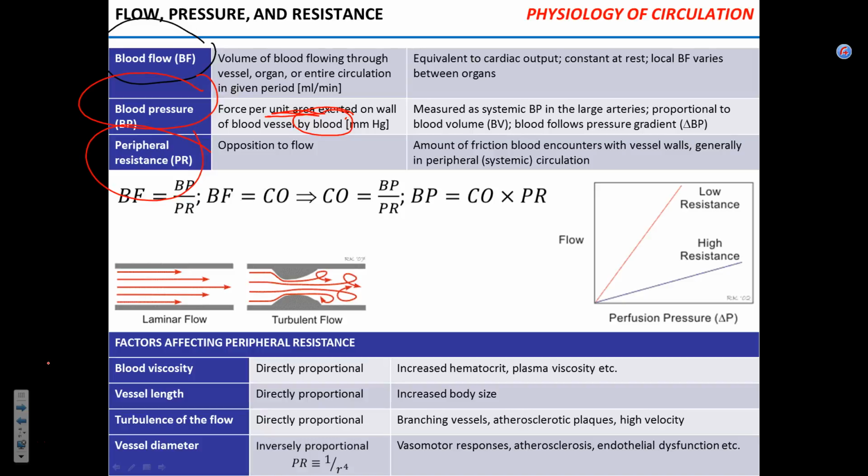So blood flows following the pressure gradient from the left ventricle to the right atrium, from high pressure to low. Does that make sense? Excellent. Resistance: the force that blood encounters when it flows through the vessels. Opposition to flow. That makes sense?